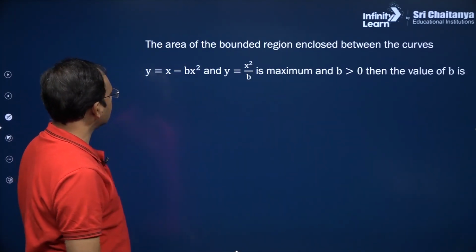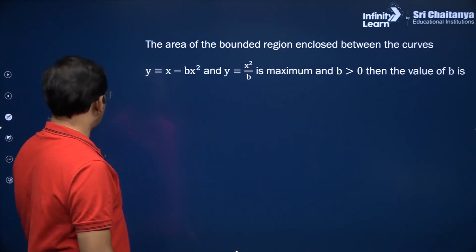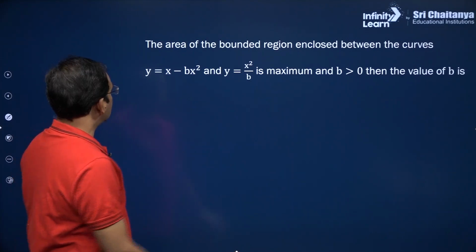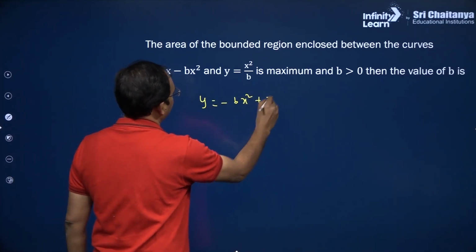Next friends, the area of the bounded region enclosed between the curves, you see this is quadratic in x my dear friends, y is equal to minus b x square plus x.